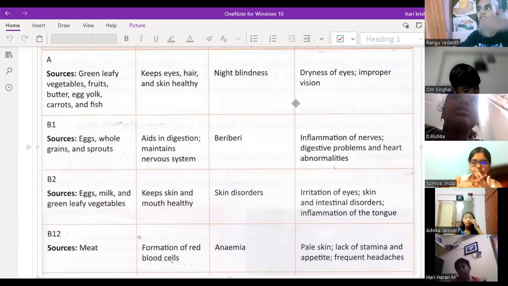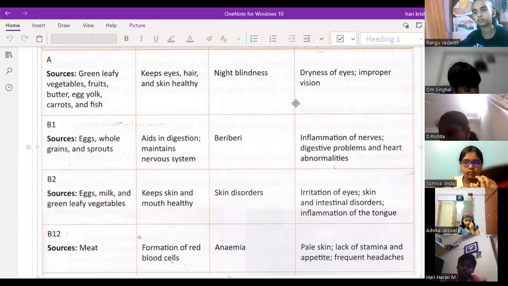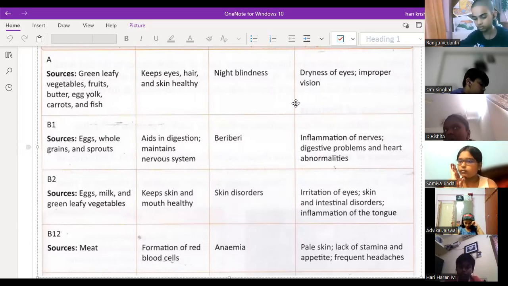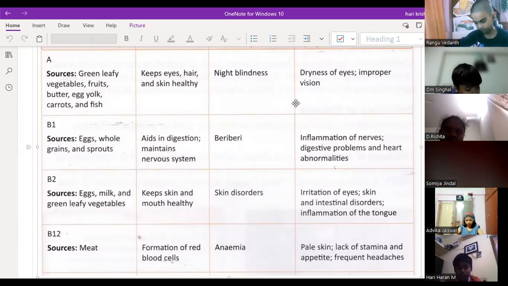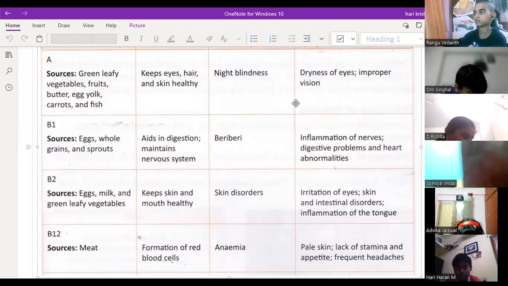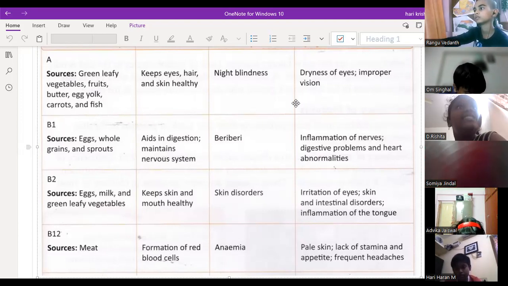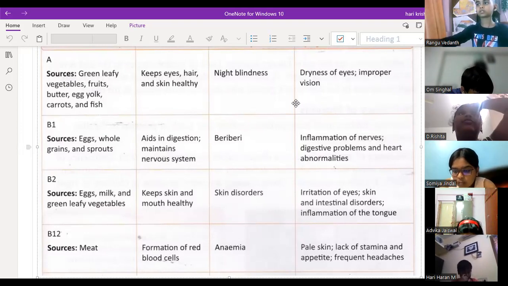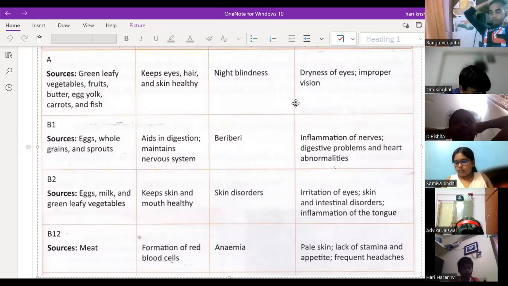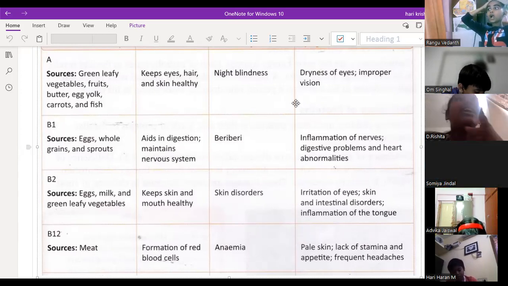Clear? Just listen everyone carefully. The main important function of the RBC in the human blood is to transport the oxygen from lungs to different parts of the body. What is the main important role? Transportation of oxygen from the lungs to different parts of the body, and also taking carbon dioxide from different parts of the body to the lungs.